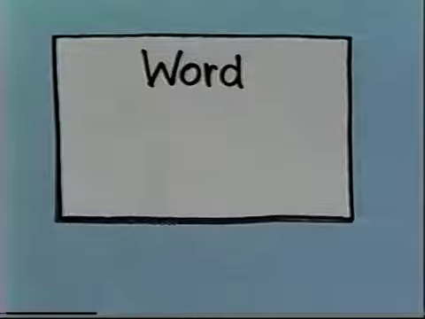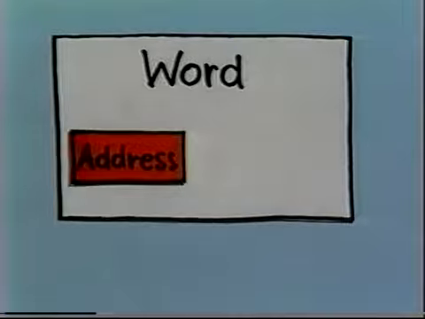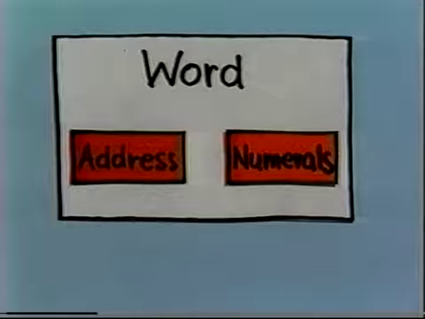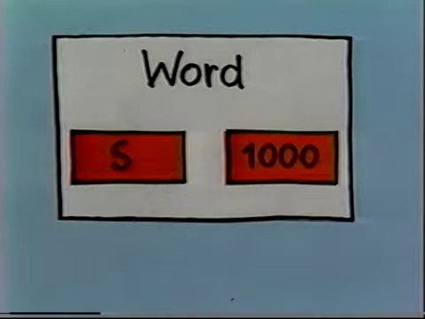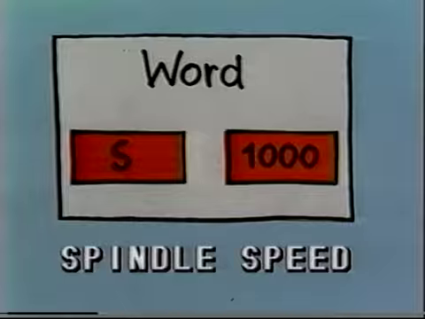Like any other language, it is made up of words. Each word stands for a command given to the control system by the programmer. A word is made up of a code letter, the address, and a number of digits. S is the address of the spindle speed, for example. S1000 means spindle speed 1000 RPM.